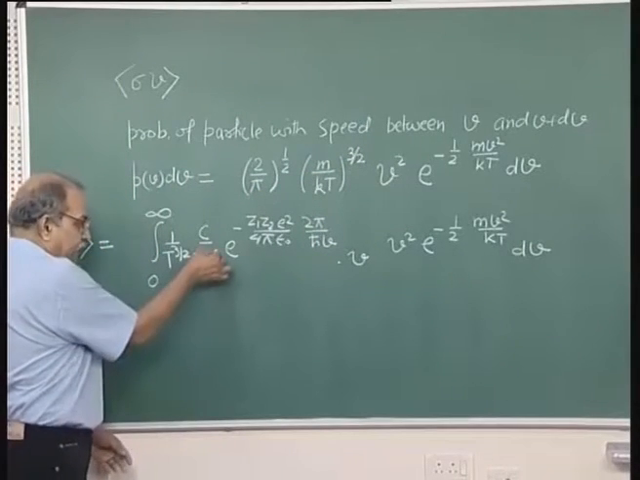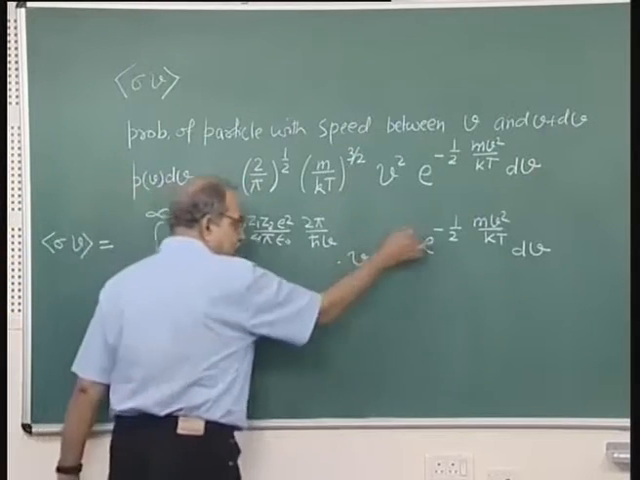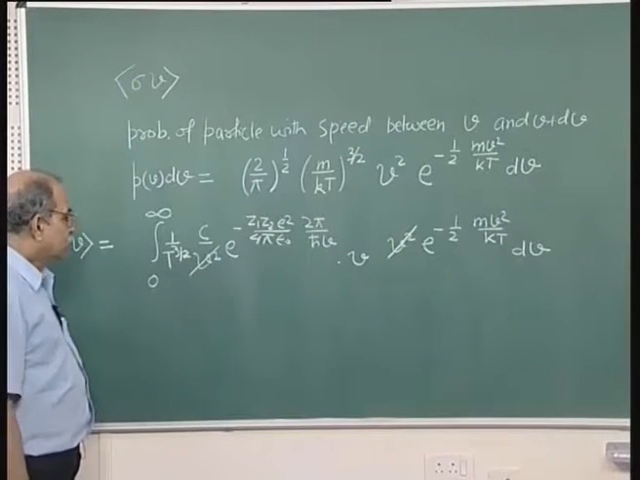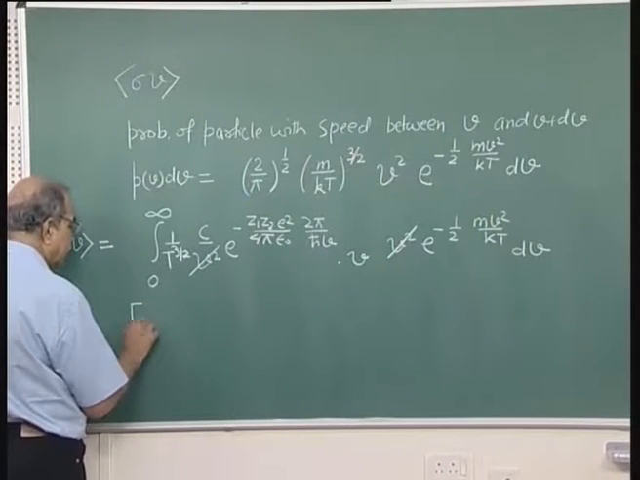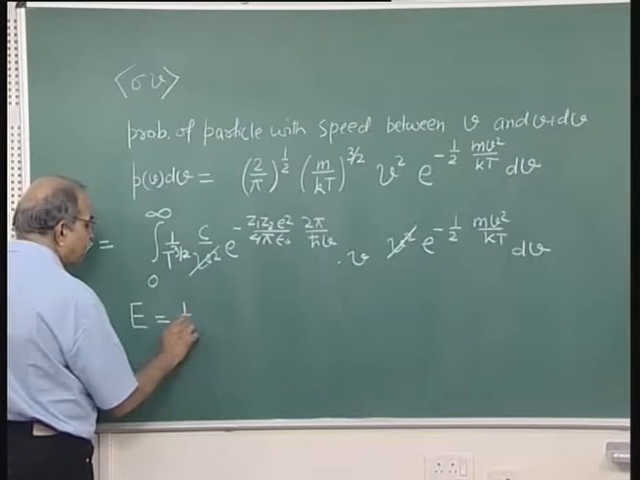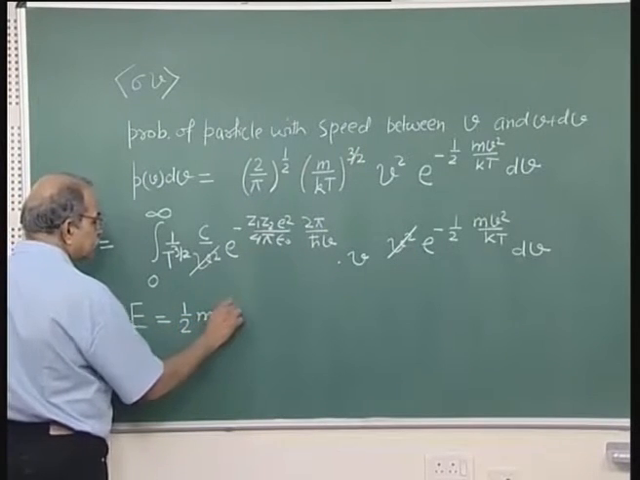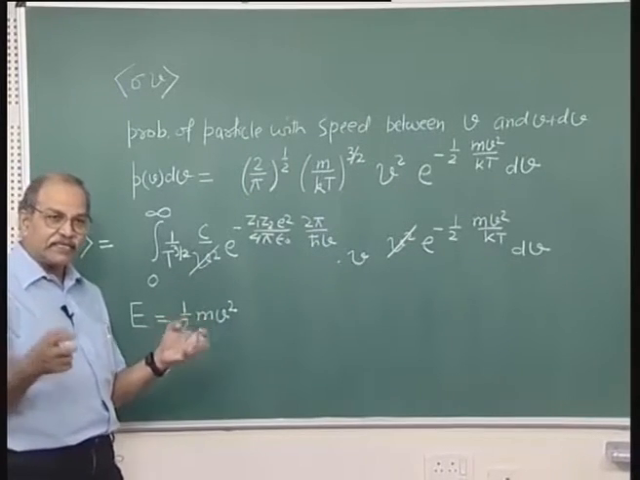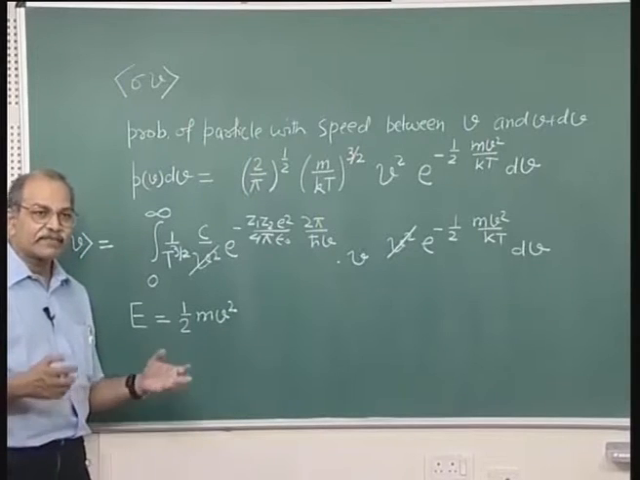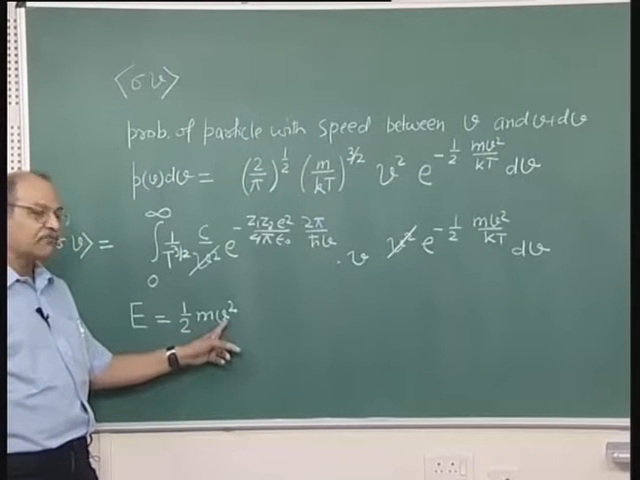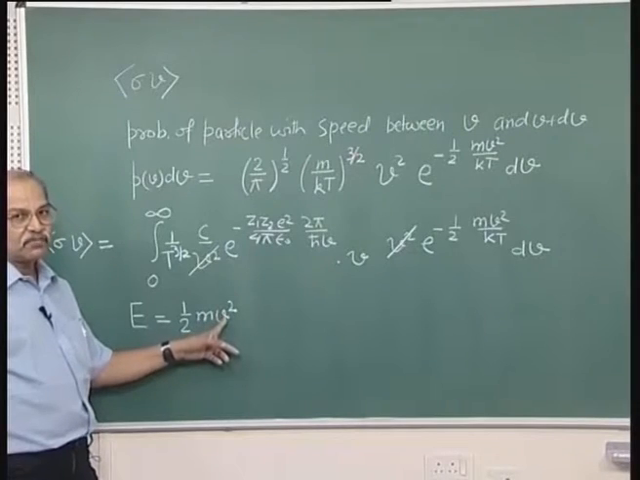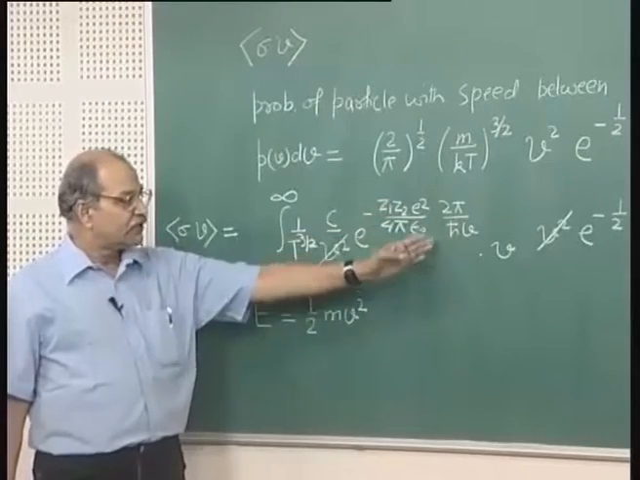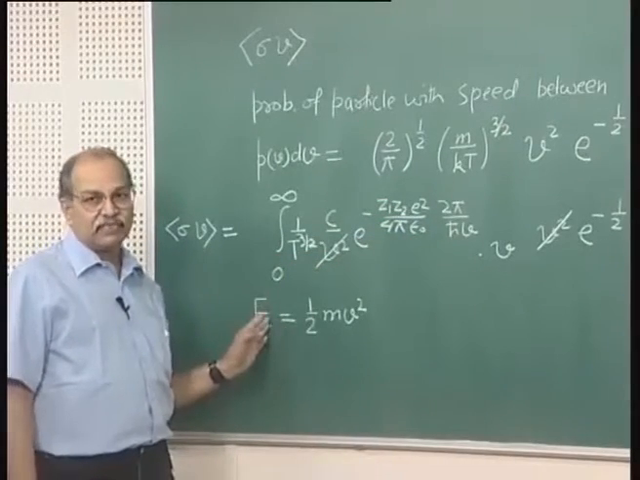This v square can be cancelled with this v square, and this v remains in numerator. So, you can work with this E equal to half m v square. This E is that kinetic energy, thermal kinetic energy. So, E is half m v square. For different pairs you have different values of relative speed v, and therefore, different values of E. Here we are averaging over v, here we will be averaging over E.